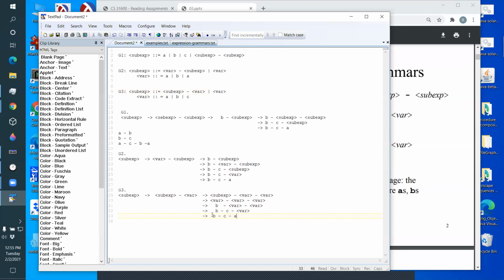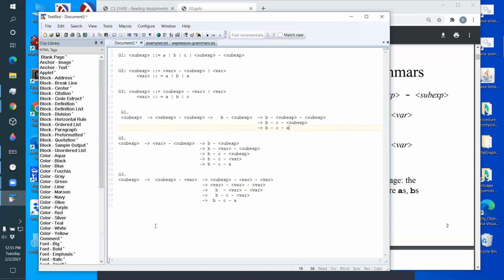So I've derived the same thing, but with G3. And if you play around with it, G1, G2, and G3 always give you the exact same expressions. You can't get anything but these out of either G1, G2, or G3. But if I think of this derivation, each of these derivations is giving a tree structure to this. Each one of these derivations gives a different tree structure. So let's draw the tree that each one of these is doing.